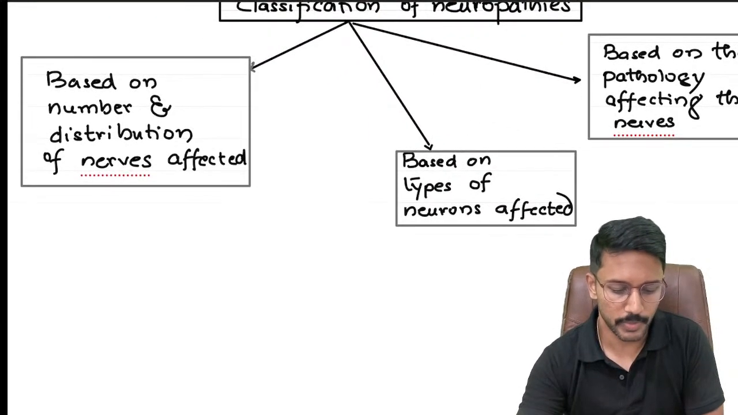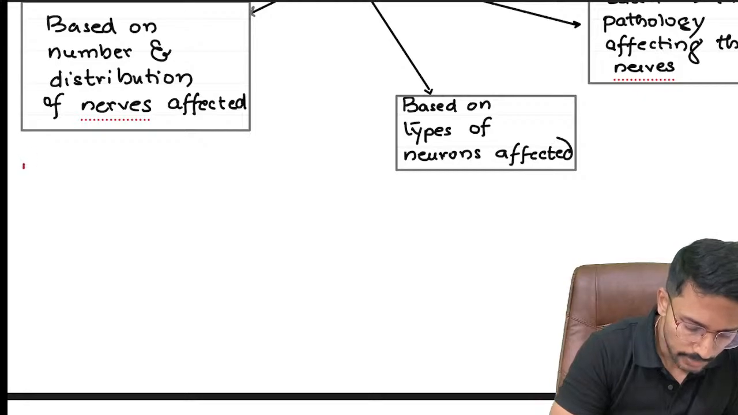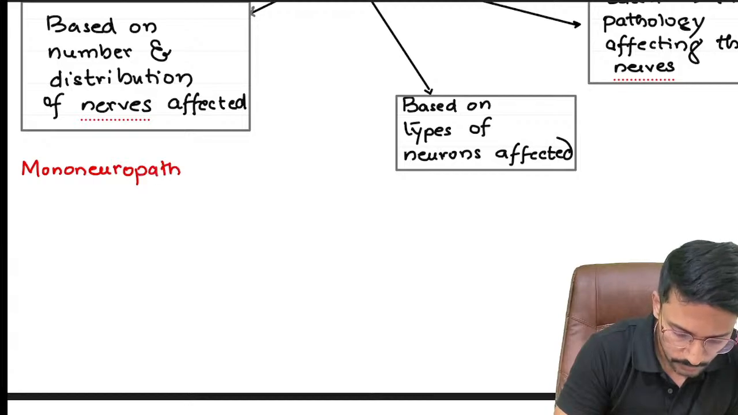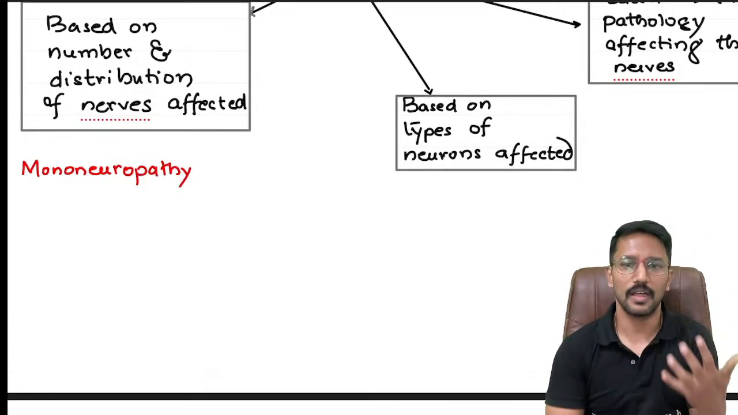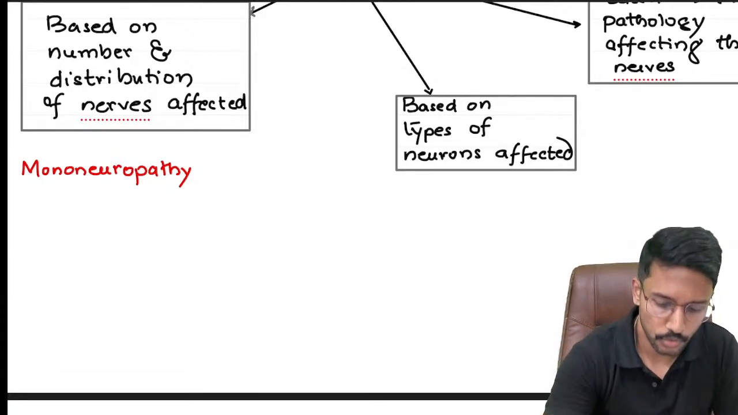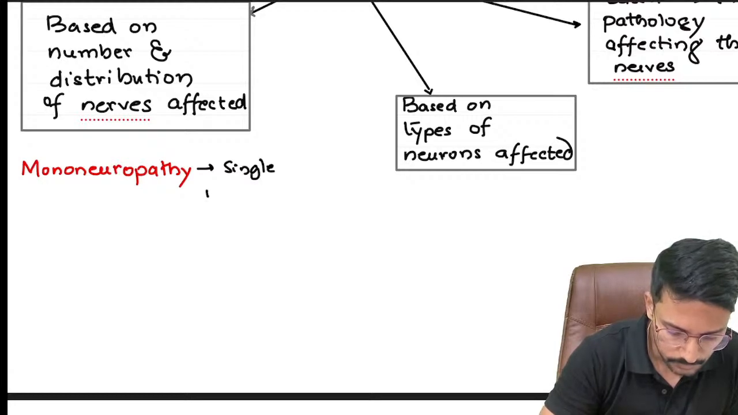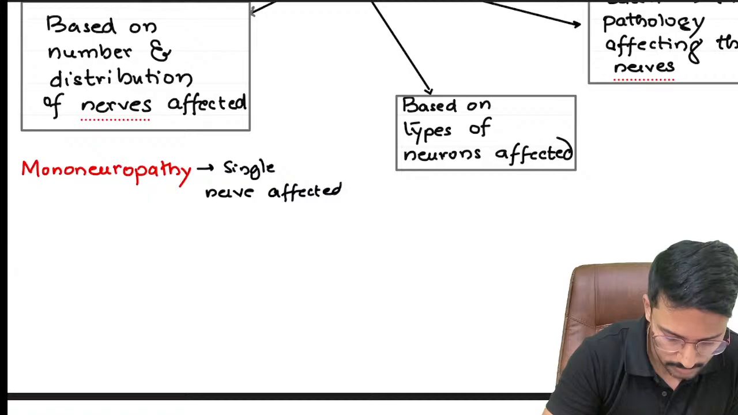So first we will focus on classification based on the number and distribution of the nerves affected. If only one peripheral nerve is affected, then we will call it mononeuropathy. Like for example, only the radial nerve is damaged, only the ulnar nerve is damaged, only the third cranial nerve is damaged. We call it mononeuropathy. Right? Single nerve affected.